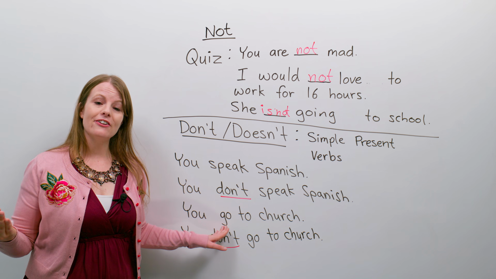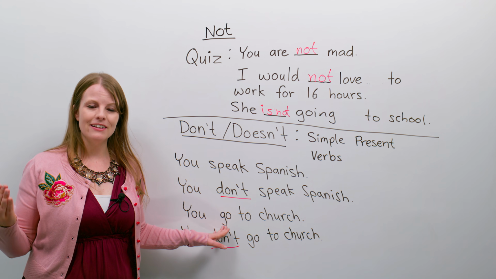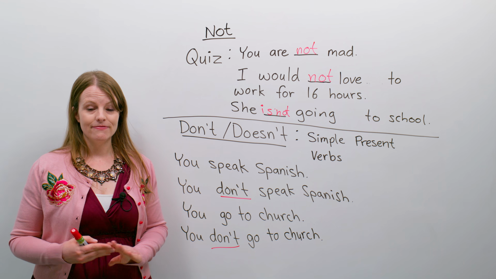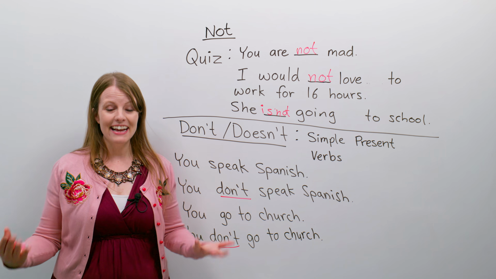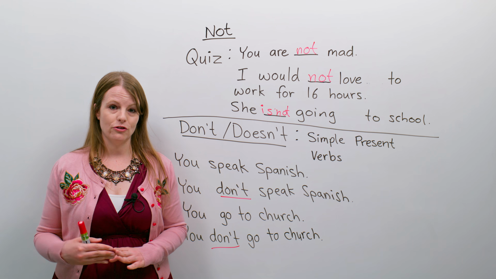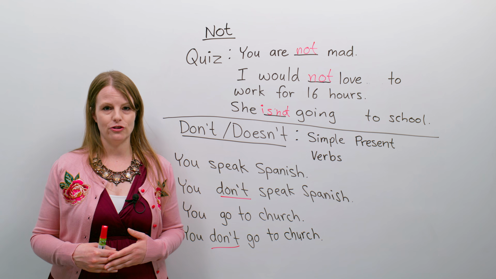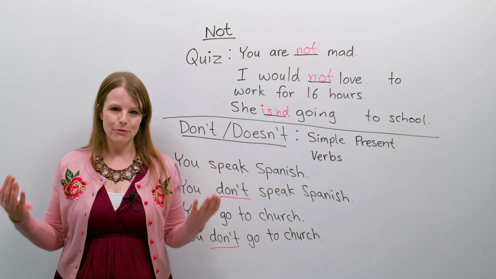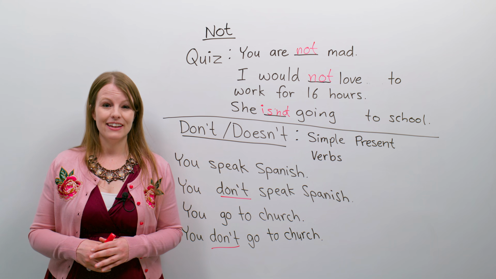Go is another example of a simple present English verb. So you go to church. We can make this a negative sentence by saying you don't go to church or you do not go to church. So what are some other simple present tense verbs?